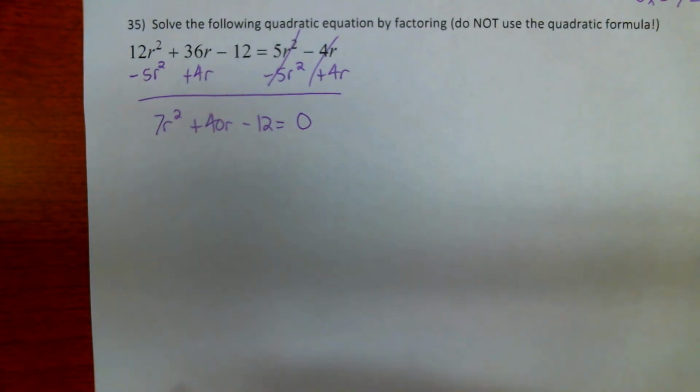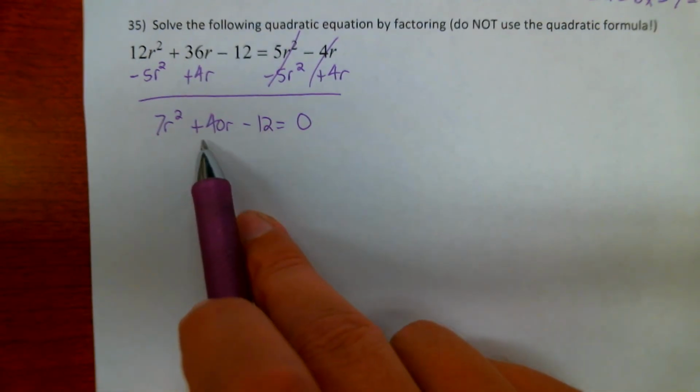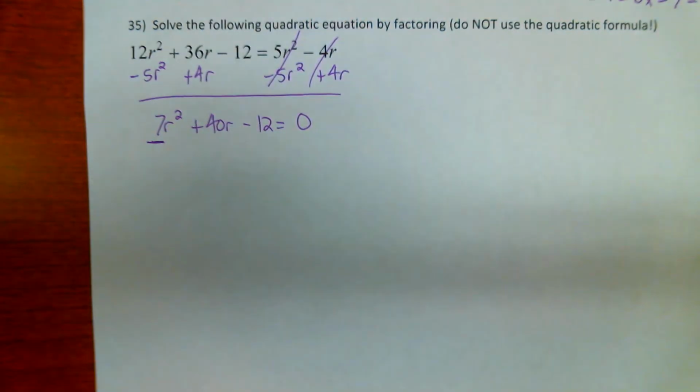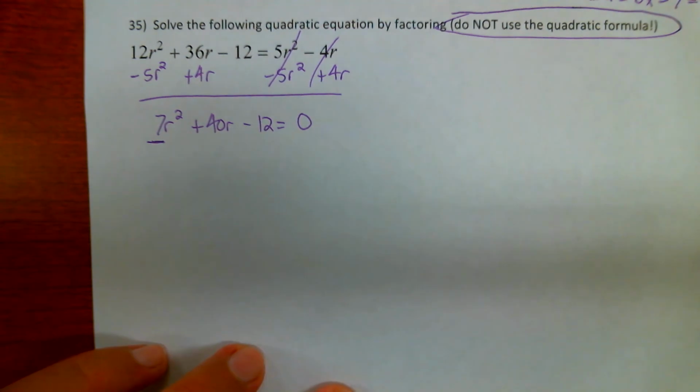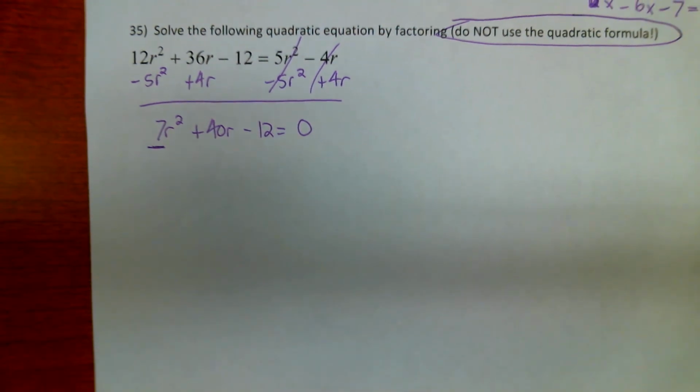Okay. Now on this one, you can't just say what are the factors of negative 12 that add to 4 because my leading coefficient is not a 1. And notice here, guys, I say don't use a quadratic formula. I've noticed several of you guys are using quadratic formula on your quizzes and tests. And yes, while that's correct, that will always work.